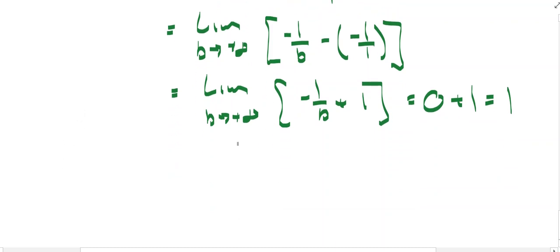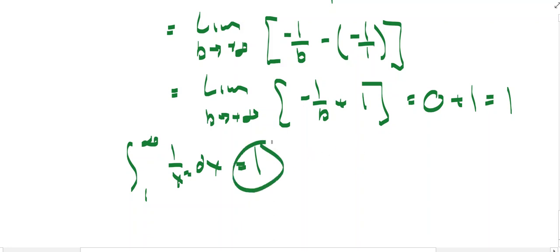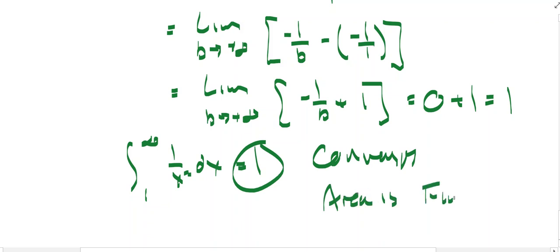What this means then is that the integral from 1 to positive infinity of 1 over x squared dx is equal to 1. Because this is a finite number, we say that this converges and that the area is finite. The area under the curve would actually be the number 1. That is the area under the curve.